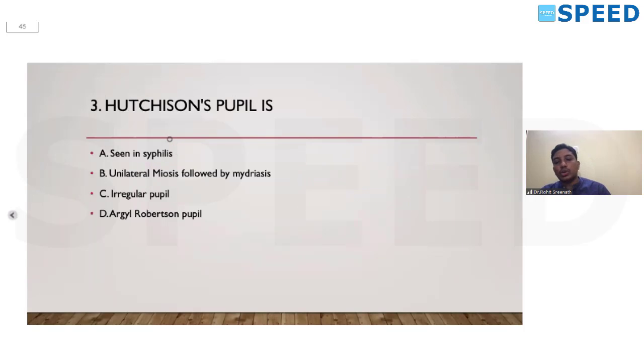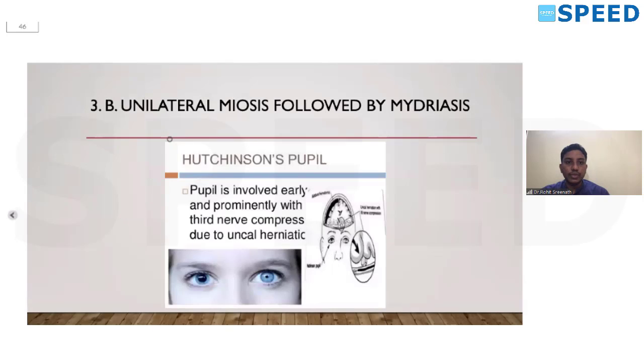So Hutchison pupil, I told you, is following trauma. Initially, there is meiosis because of the irritation of the third cranial nerve, followed by mydriasis. So the answer will be unilateral meiosis followed by mydriasis. Okay, so the pupillary involvement is very early in Hutchison's pupil.